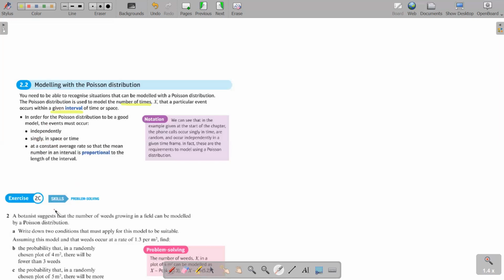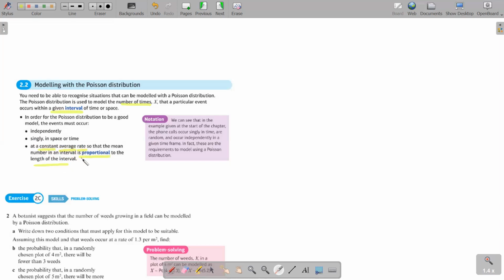And then at a constant average. So guys, this is the main difference between Poisson and binomial, right? Here you have a constant average rate, so that the mean number in an interval is proportional to the length of the interval. Whatever your event, it is happening at a certain rate, like phone calls per day. So you have 3 phone calls per day. That was the lambda line as an example. 3 phone calls per day. So that's the interval: the length of my interval is 1 day. And the constant average is 3 calls. The length of the interval is 1 day.